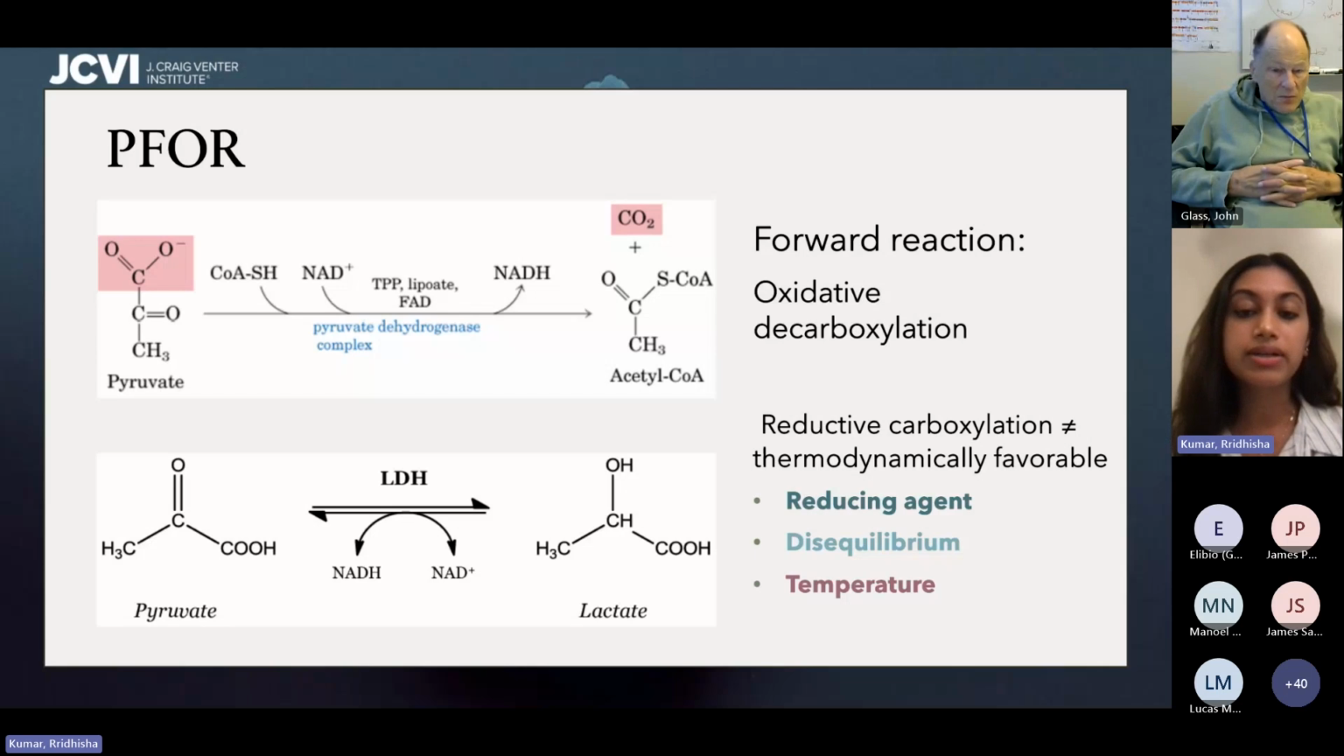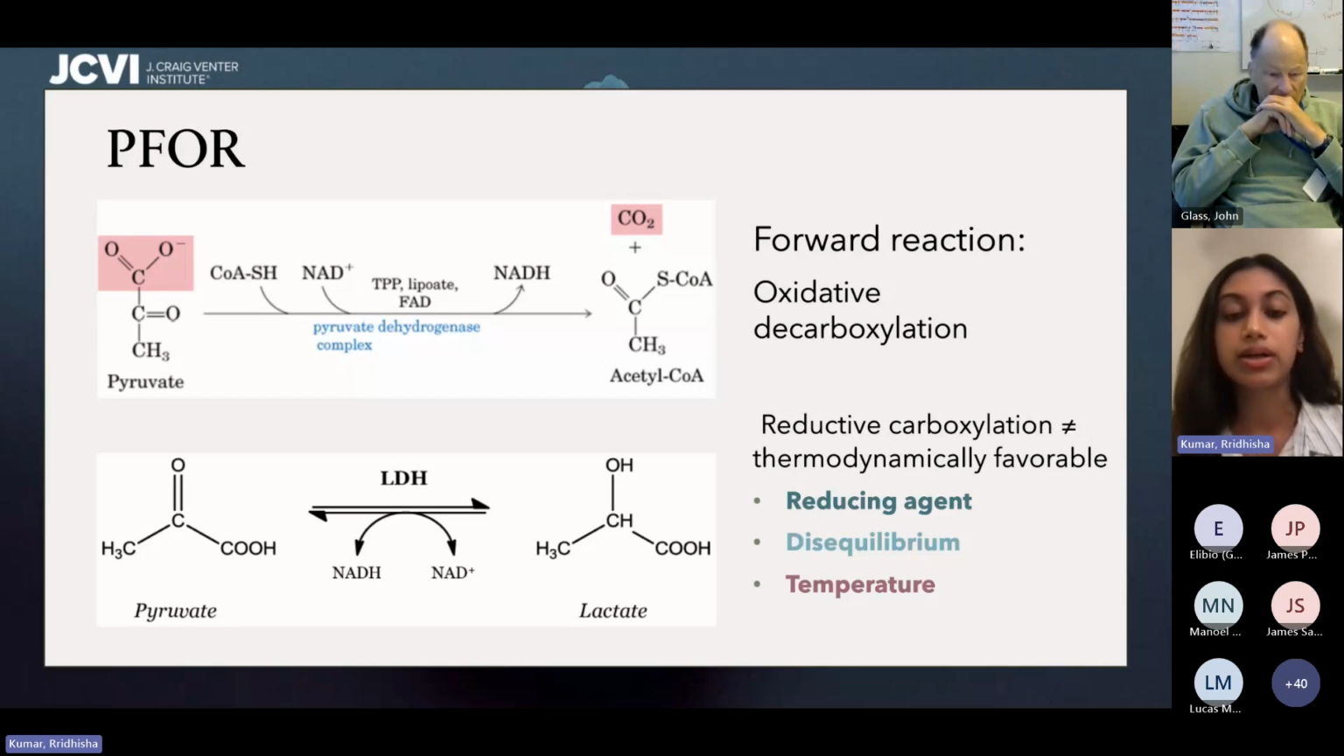So the first is having a reducing agent readily available. And of course, that's easier for us in an in vivo setting because NADH already exists in the cell and can be used for this process. The second step is creating a disequilibrium in the system where we'll take advantage of lactate dehydrogenase, which is naturally occurring in the minimal cell. And this enzyme works at a much faster rate than P4.